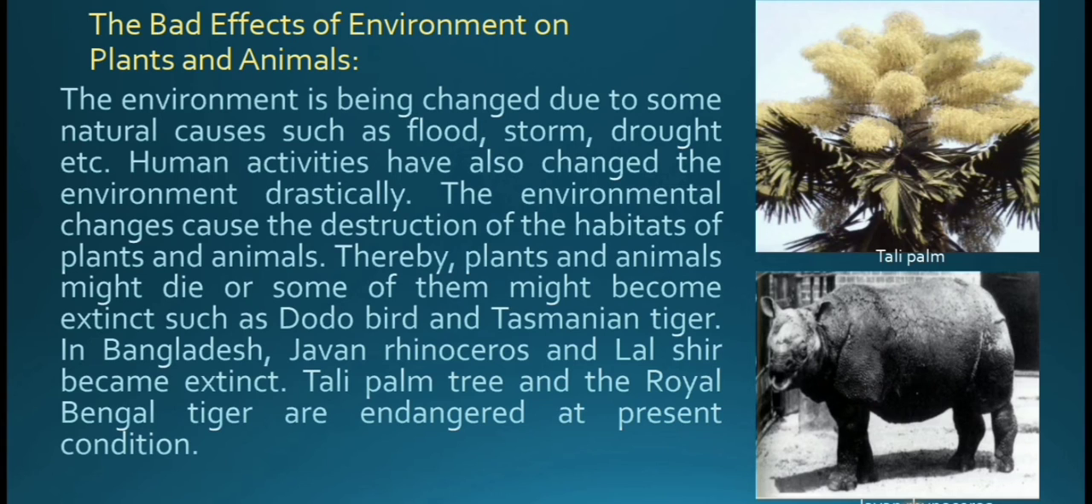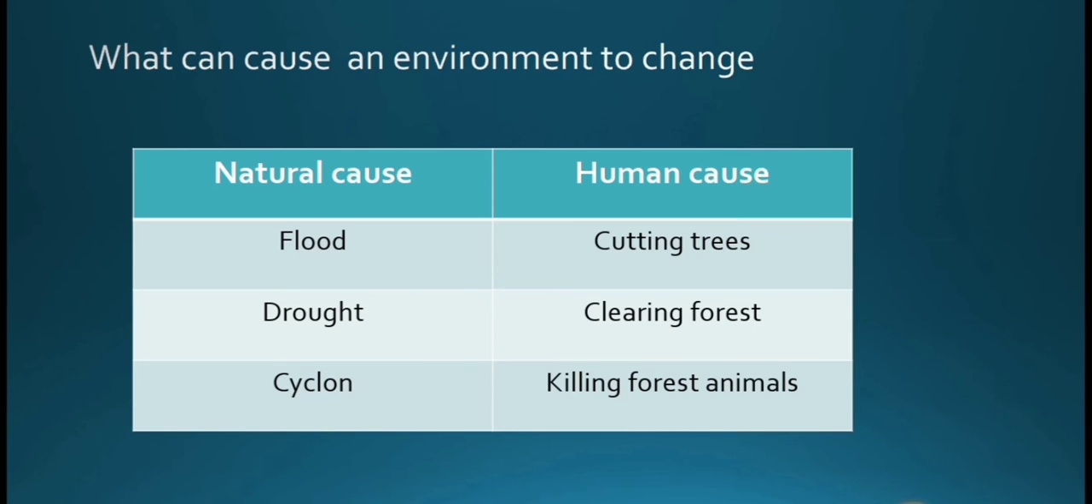Now there is an activity, page number 19. What can cause an environment to change? So natural causes and human causes. So you have to write the natural causes. From the above discussion we have understood that natural causes are flood, drought, cyclone, etc. Isn't it?